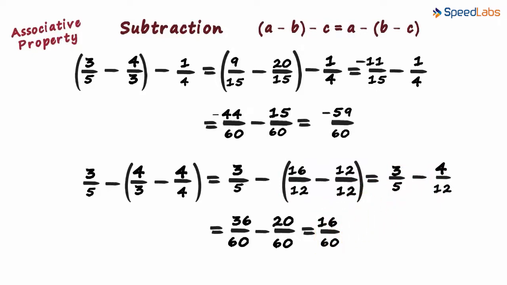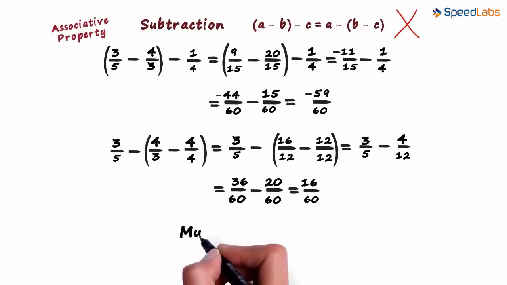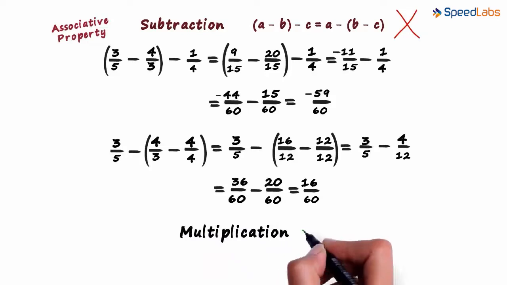Is that equal to minus 59 by 60? No, so we can say the associative property is not satisfied for subtraction of rational numbers. And if you experiment a bit more with rational numbers, you will note that the associative property is satisfied for multiplication and not satisfied for division.